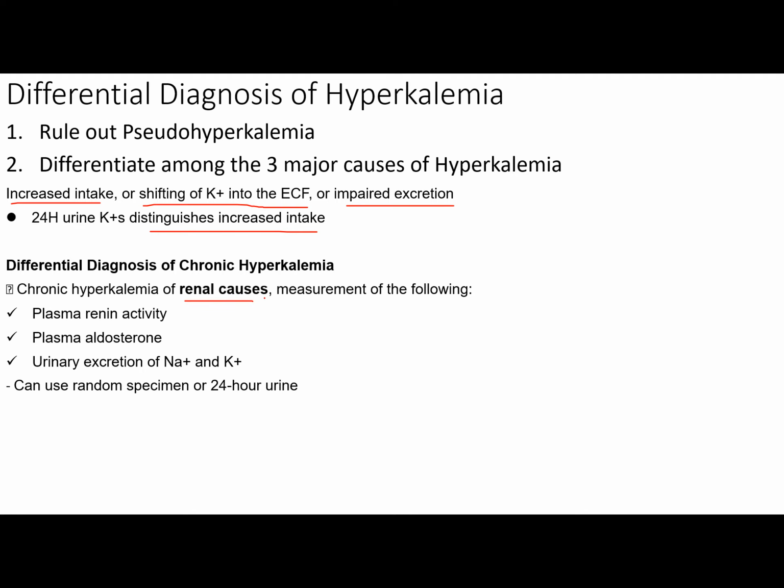So most of the time, when the potassium of your body is very high, this is usually a problem with the kidney, wherein there would be plasma renin activity, plasma aldosterone, and urinary excretion of sodium and potassium. You could use a random specimen or 24-hour urine. So when you have chronic hyperkalemia, usually doctors would test for those: renin activity, aldosterone, and urinary sodium and potassium.